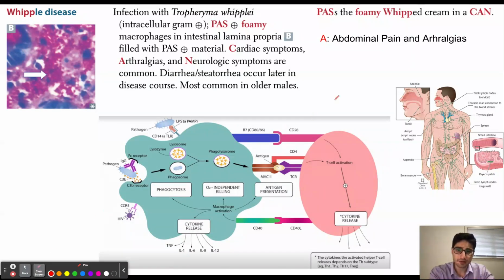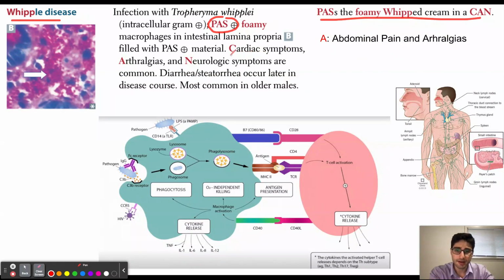Now, First Aid had some good mnemonics to remember some of the features of Whipple disease, so I just put this as a reference. The mnemonic that they had was: pass the foamy whipped cream in a can. The pass is to help us remember that this bacteria is going to stain positive for PAS stain. The foamy part is to help us remember the appearance of the macrophages in the histological slide. The whip part is to help us remember Whipple disease, and the can part is to help us remember some of the symptoms that can manifest with this disease.